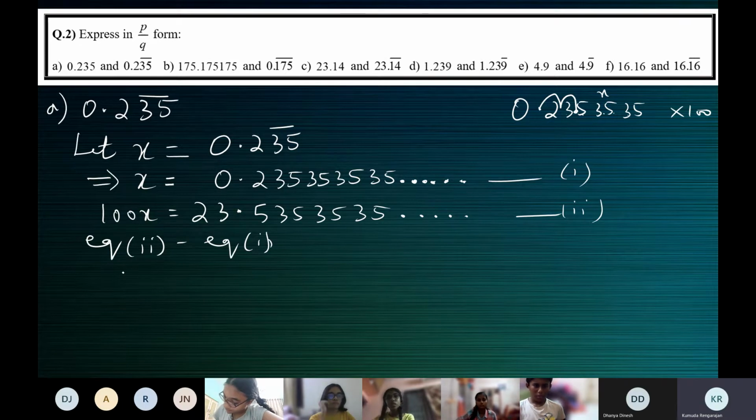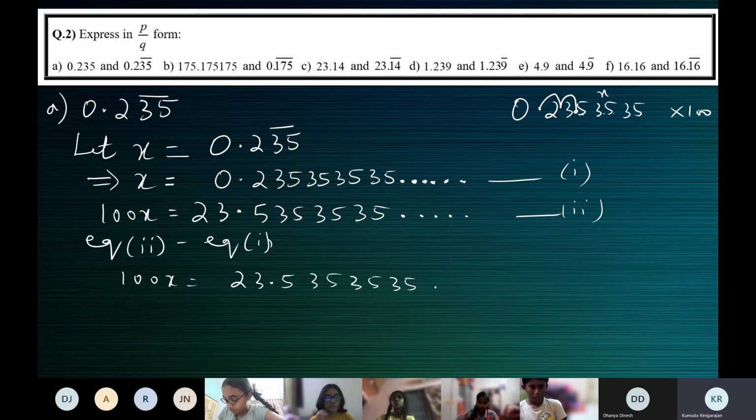So let me write equation 2. 100x is equal to 23.5353535... goes on. I can write another 35 also. Now you cannot ask me, here you wrote only 3 times, why are you writing 4 times here? See, that's okay. I'm telling you again and again. You can write 35 how many ever times you want, going on forever.